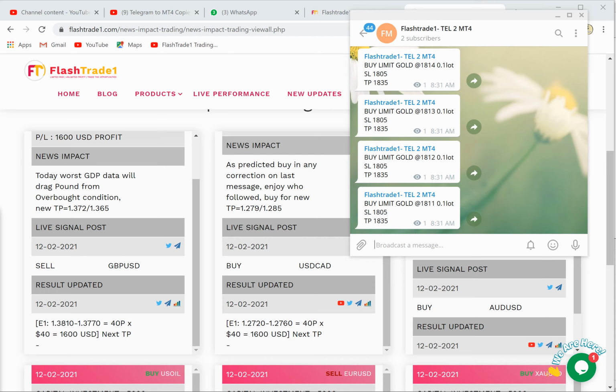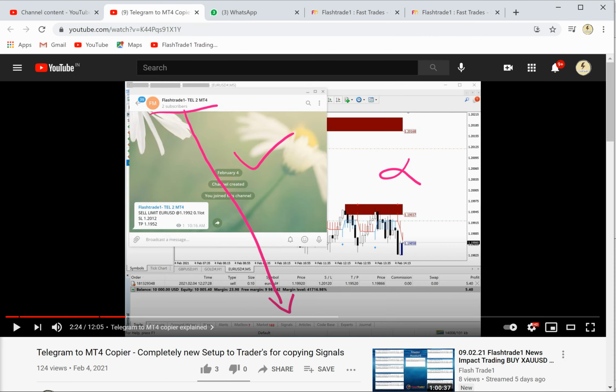Hope this video was useful, hope this video was enjoyable, and hope you learned something new from this video. This Telegram to MT4 copier setup, you will find only with FlashTrade1, and you will not find this setup in this entire forex market.